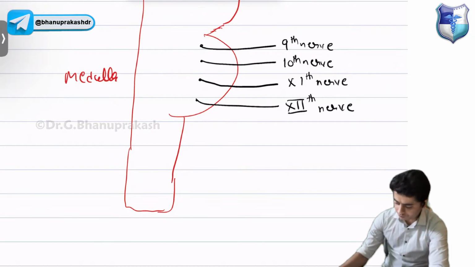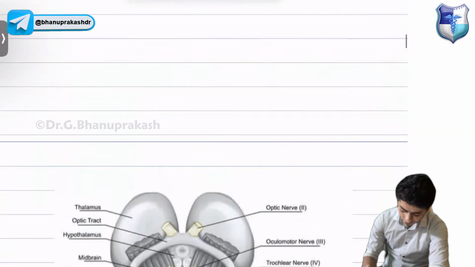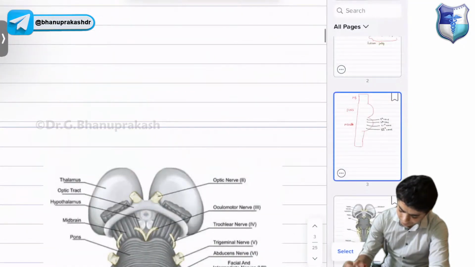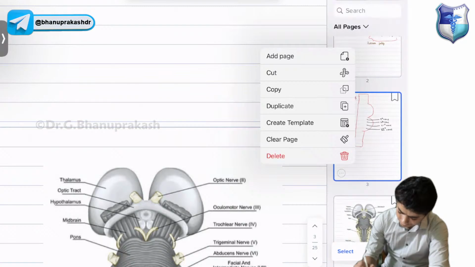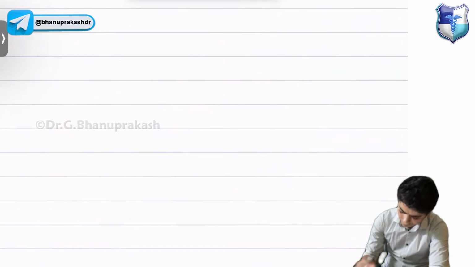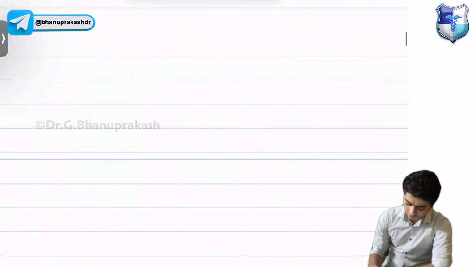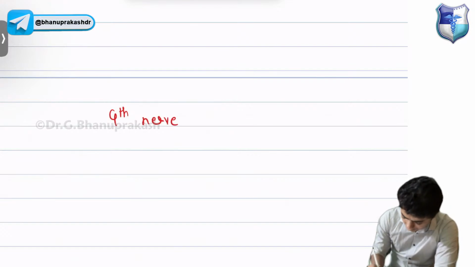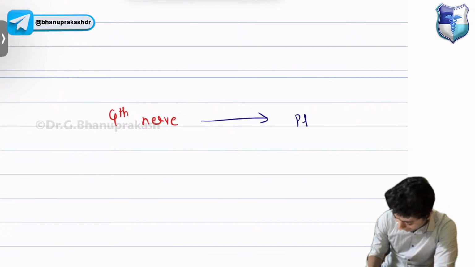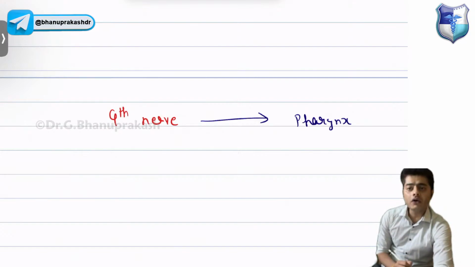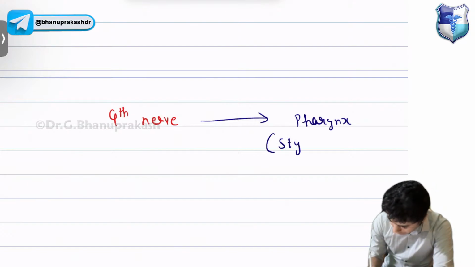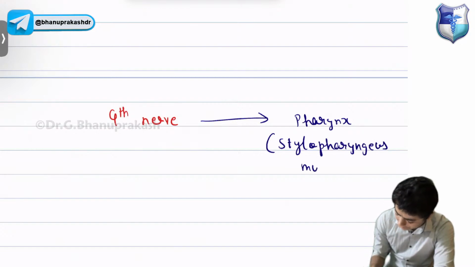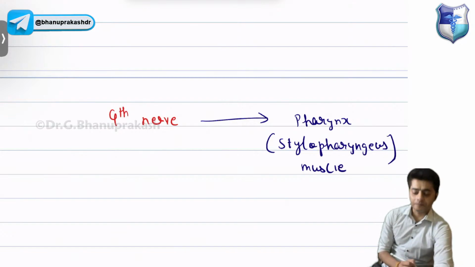Okay, good. So when we come to this, this is your ninth nerve. Your ninth nerve basically innervates your pharynx, and that is your stylopharyngeus muscle.